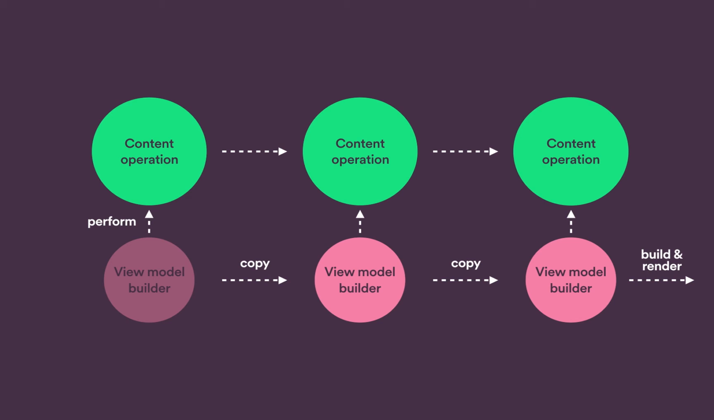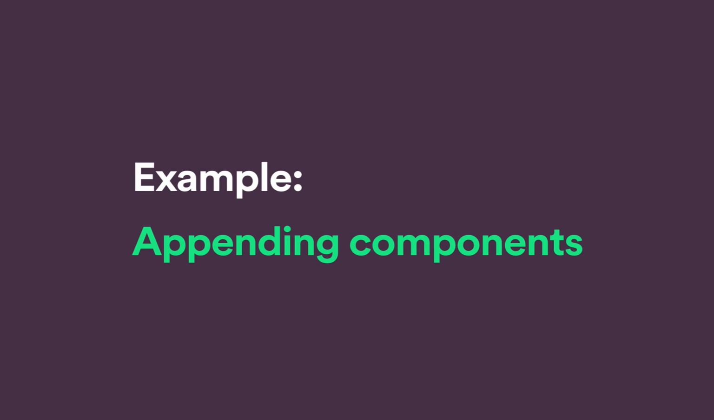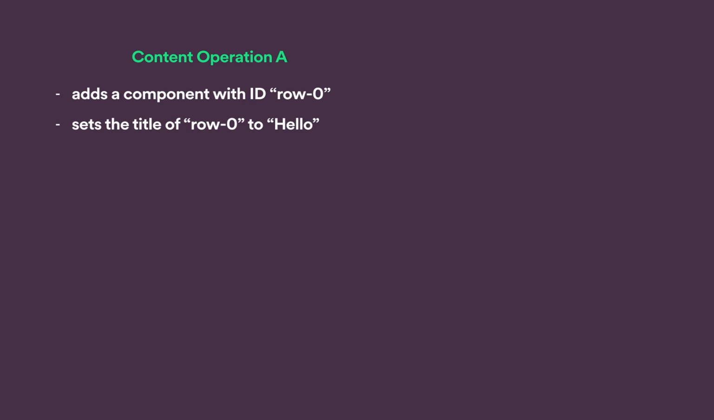Alright, so I wanted to show you two examples of how this can be quite powerful and how you can use it in practice. For the first example, how does this work if we just want to append components to a view? Let's say we have a content operation A, which does two simple things. The first thing it does is add a component with the ID row0, a simple component with an ID. Then it sets the title of that component to hello. So very simple. That will result in a component which has the ID row0 and the title hello.